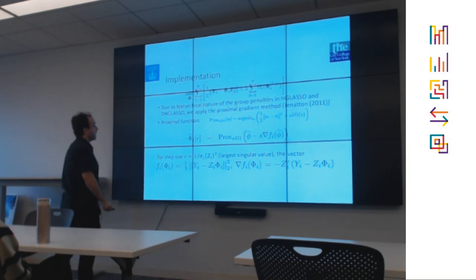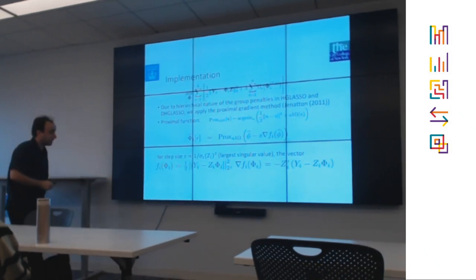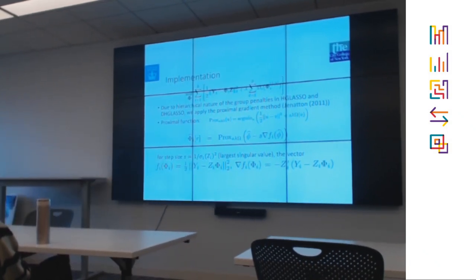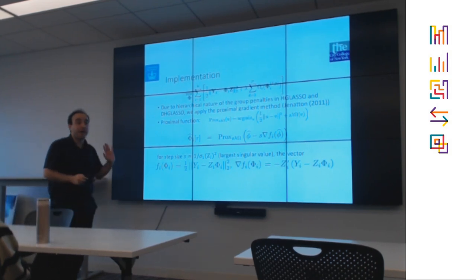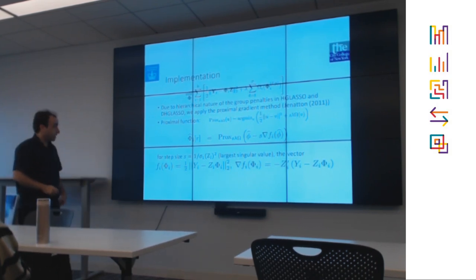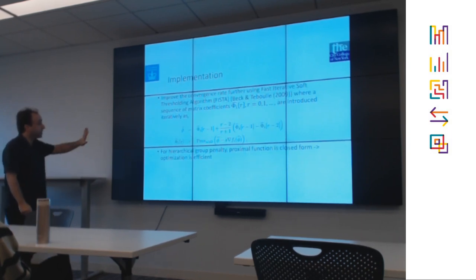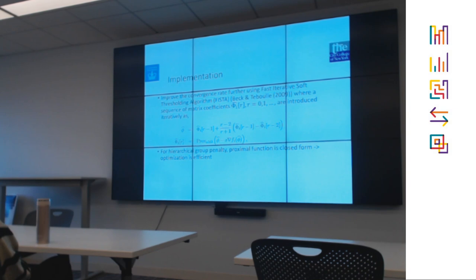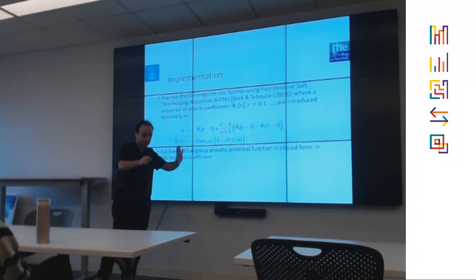So I have here a couple of references which are going to help you understand a little bit more about it. But the moral of the story is that you should put penalty functions which are fast. And we actually did another trick, which is this FISTA trick that was introduced a few years back. Let me just explain about it because it might be interesting.